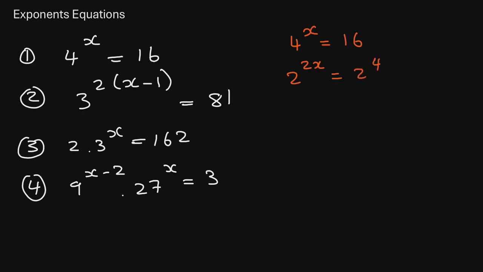So now when you have the same bases, you just drop the base and equate the exponent. So that's going to be 2x is equal to 4. And then you can divide both sides by 2. So the value of x is going to be 2.